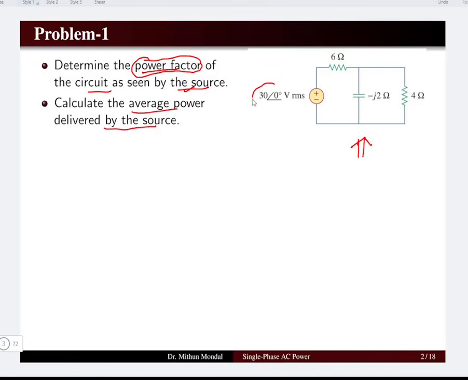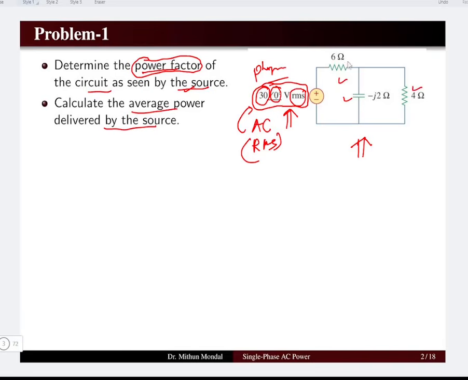So the source is 30 angle 0 volt RMS. This is a voltage source and it is given in RMS quantity. Usually an AC source will always be given in RMS quantity and it is represented in the form of a phasor. Phasor means you will have a magnitude as well as an angle of the source. The elements comprise a resistor, a capacitor and another resistor.